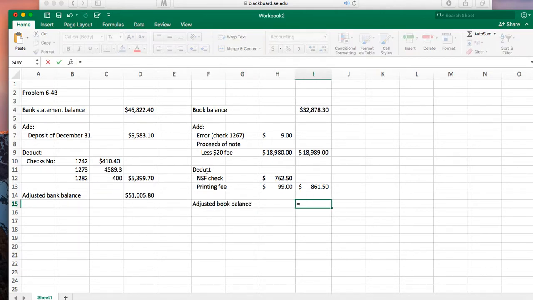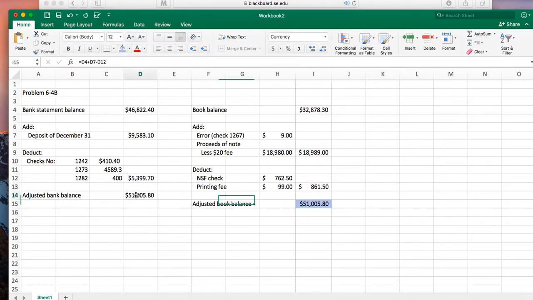And again, we'll take our book balance, we'll add adjustments and subtract adjustments. And then we want this number to match this number. And if they do, we reconcile, we do a happy dance, and all is good. If they don't, then we go back and try to figure out what we did wrong.